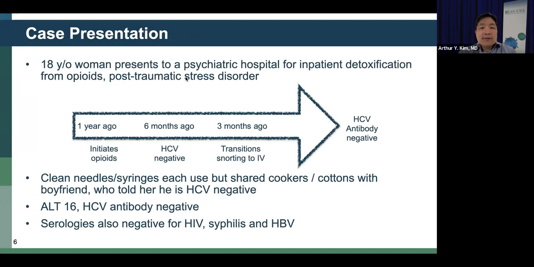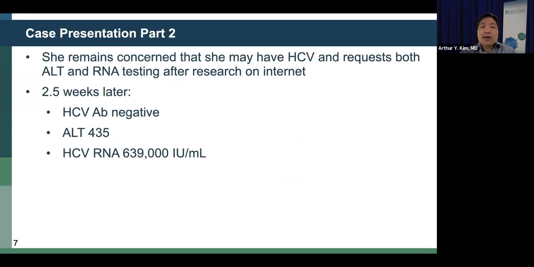While beginning with inhaled modes of administration, she moved to intravenous use just 3 months earlier. And she tests hepatitis C antibody negative. She describes using clean needles and syringes each use, but did share some equipment with her boyfriend, who told her that he's hepatitis C negative. She didn't see the test result. We are looking now at her ALT, which is 16, in the normal range. The serologies are also negative for HIV, syphilis, hepatitis B, and other things that you might be testing for.